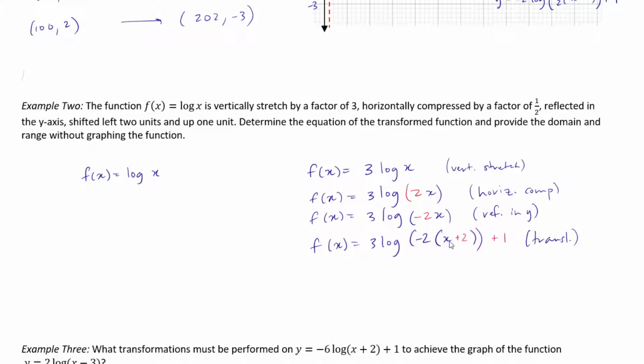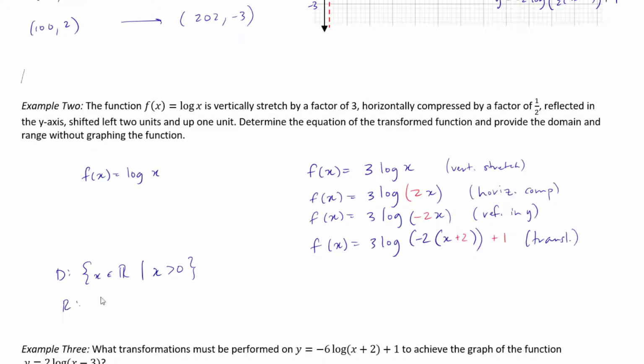So recall that we have to go in SRT order, stretch and reflections first, which I did right here, and then I did my translations last. So here we go. Here's the equation of the function based off of the description of these transformations. So I've got determine the equation of the transformed function and provide the domain and range without graphing. Well, what I do right here is provide the domain and range of the original function. And the domain of the original function is x, an element of all real numbers, such that x is greater than 0.